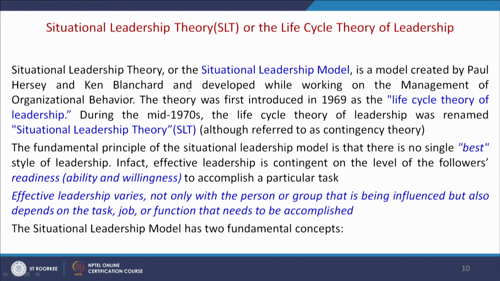The theory has been revised again by other OB professionals, and how it is applicable in today's time. So, right now we are going to consider this model separately. According to the situational leadership style or the life cycle leadership theory, this was developed by Paul Hersey and Ken Blanchard. This is also considered one of the classic models of leadership, which evolved while they were working on management of organizational behavior. This theory was first introduced as the life cycle theory of leadership, and later it was revised and renamed as situational leadership theory or SLT.